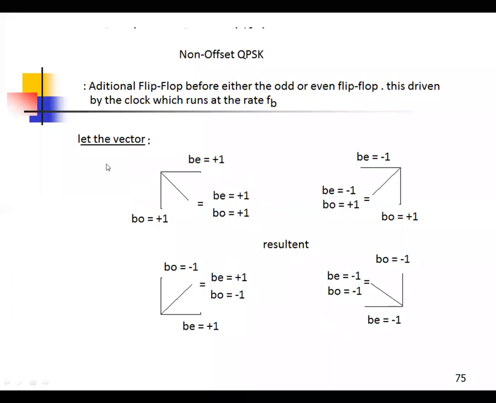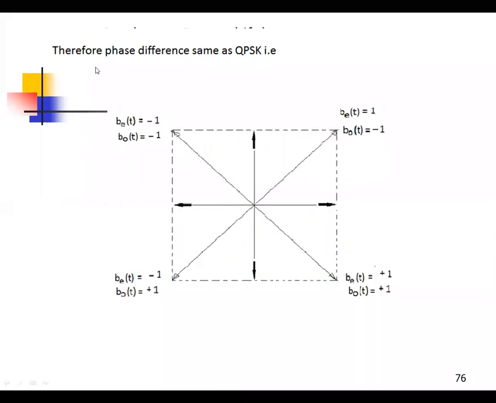Okay, so assume that BE and B naught are the 2 signals, 2 bits having a 90 degree phase difference. The resultants are: plus plus, minus plus, plus minus, minus minus. So compare with the previous phasor diagram. It is the same as the previous phasor diagram, no?